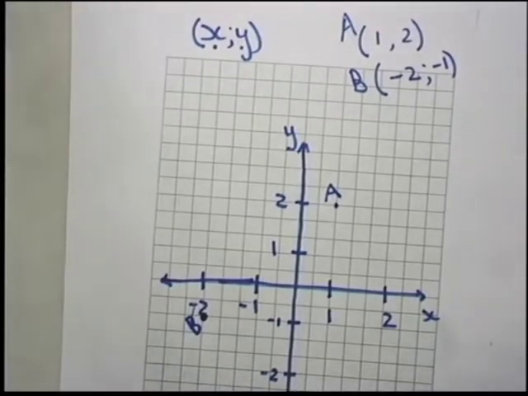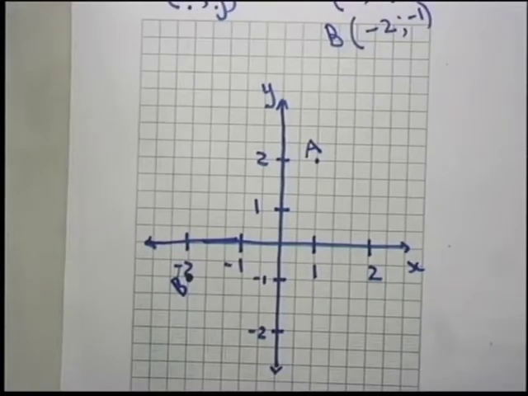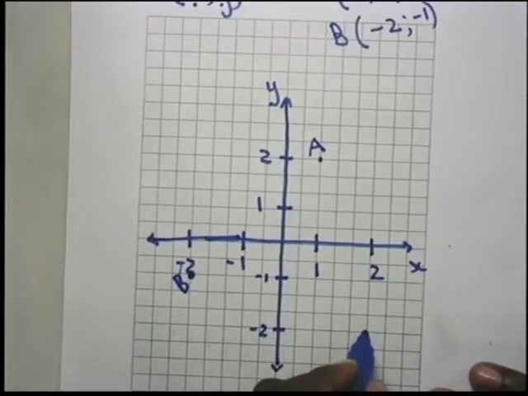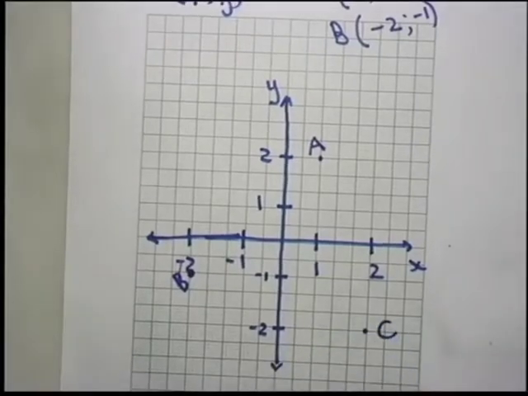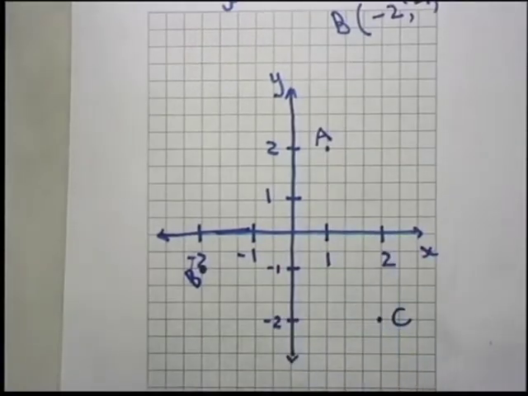Now sometimes we don't need to plot the point because it's already plotted, and then we are expected to give the coordinates of the point. Suppose I have this point down here. It is called point C, down there in terms of our graph. Now the question is, write down the coordinates of point C.